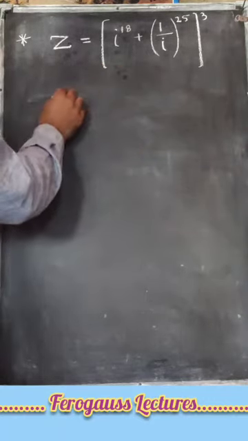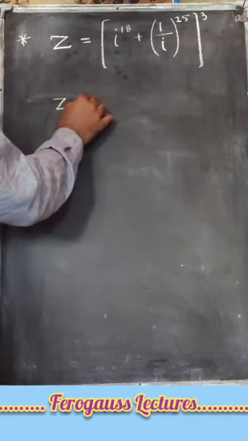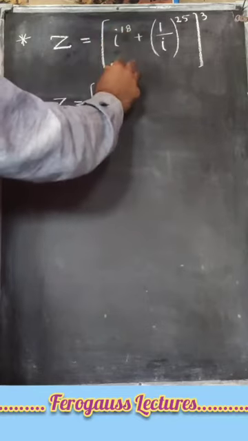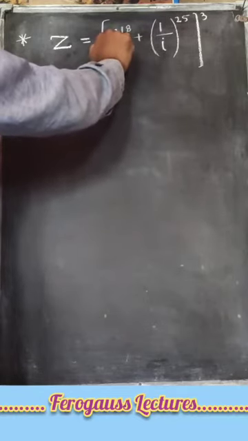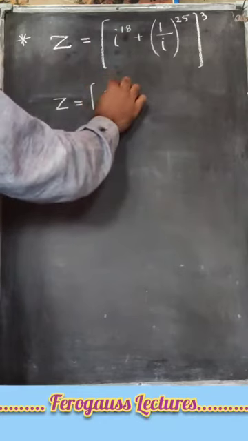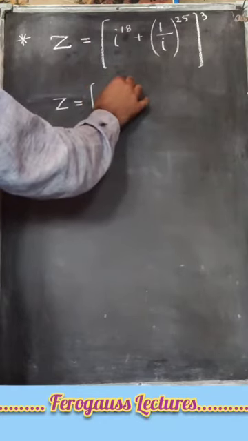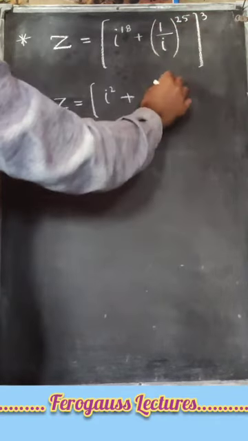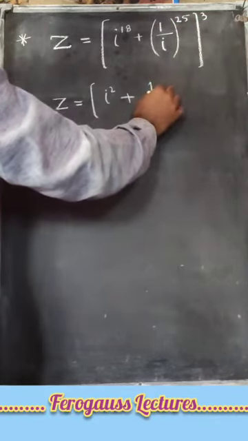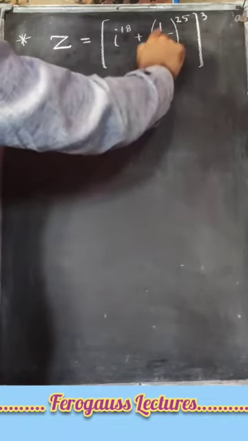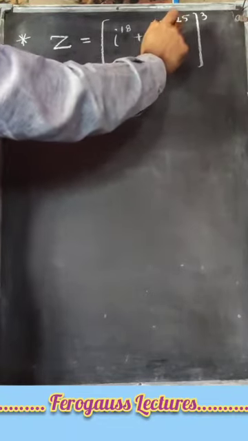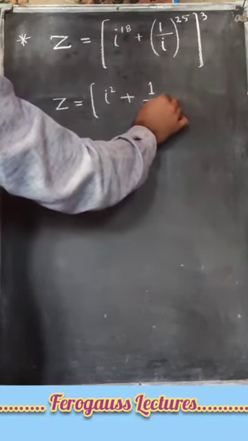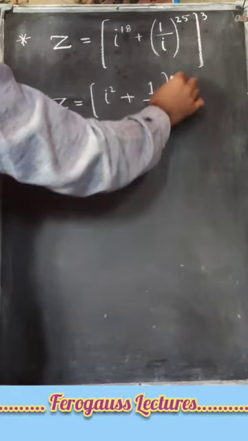So we can write z equal to, here we have iota raised power 18. If we divide 18 by 4, we get 2 as remainder. So we can write it as iota raised power 2 plus, it is 1 raised power 25, that is 1. Then we have in denominator iota raised power 25. If we divide 25 by 4, we get 1 as remainder. So we can write it as iota raised power 1, that is iota, whole raised power 3.